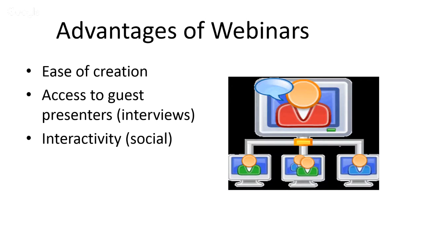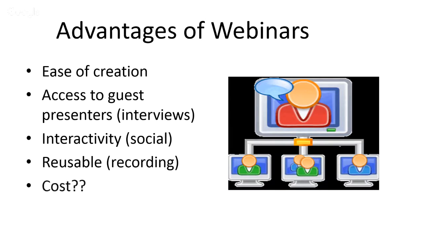There can be a certain amount of interactivity, so it's social. It's not like talking to just a camera, or it can be much better than just talking to a recording. You generate reusable recordings, and the cost is pretty cheap, particularly if you use something like Google Hangouts on Air. I suppose you could use Facebook Live as well, and actually Hangouts on Air is now called YouTube Live, and I haven't quite got used to that. Is there another one, Periscope or something from Twitter?